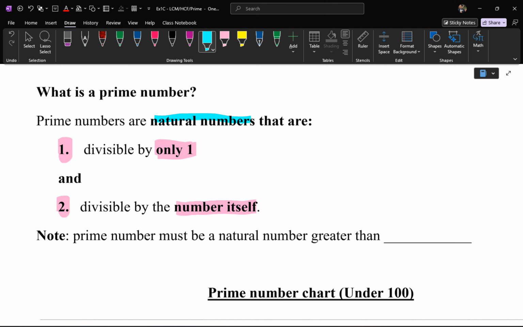Question. What do you think natural numbers mean? Anyone know? Hands up if you know what a natural number is. Belinda. That's true. So it doesn't go in decimal, so it has to be whole numbers. And there's also one more thing.